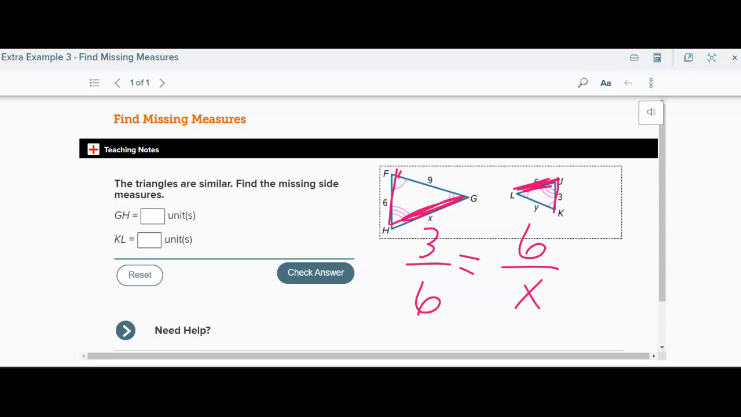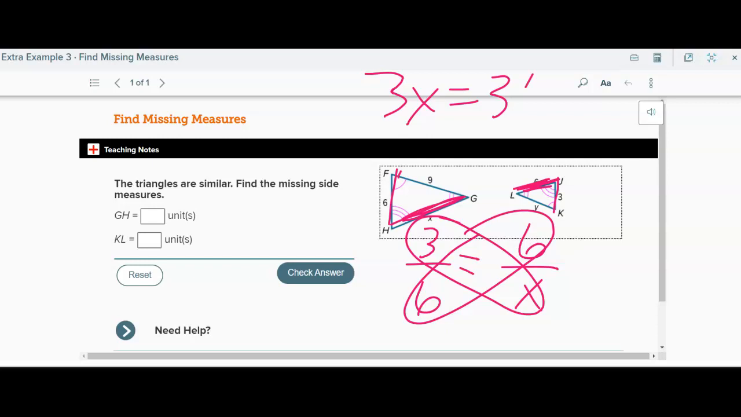Then to solve this, we cross multiply. We would say that 3 times x is 3x equals 6 times 6, which is 36. So my missing side length, if I divide by 3, is 12 units. We will look at some more of these tomorrow, but see if you can try the check problem on the bottom of page 518.